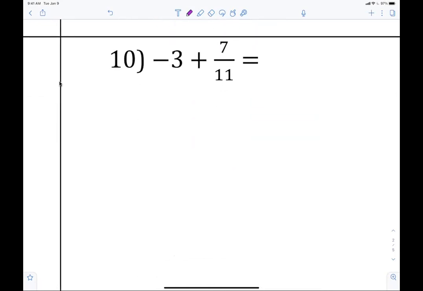Okey doke. Let's see if Noah was listening. Number 10, what's the answer? Everybody should be able to look at this and tell me what the answer is. There's no work involved here. Oh, -40 over 11. No.